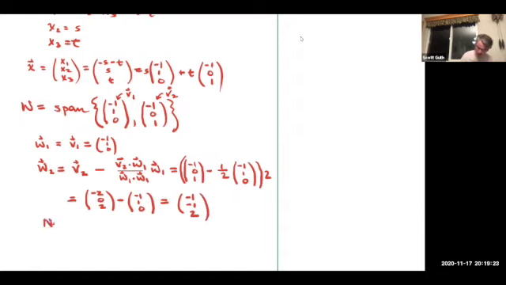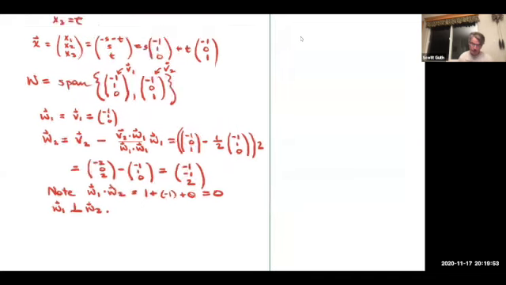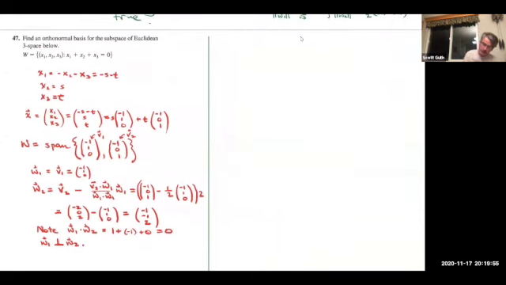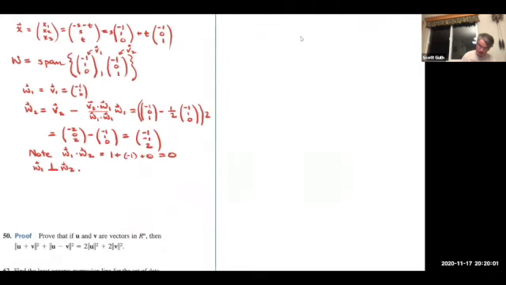So let's just note that W1 dotted with W2 is -1 times -1, that's 1, plus 1 times -1, that's -1, plus 0 times 2, which is 0, so you get 0. And so that means that W1 is orthogonal to W2. Like that. So that's good. Now, were we supposed to make them orthonormal? It does say orthonormal here. So we're going to have to make them unit vectors.